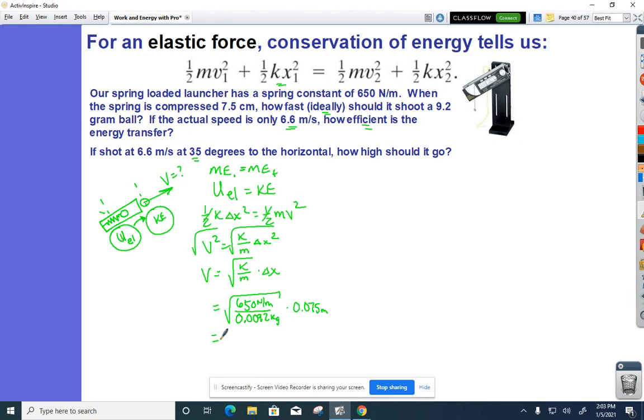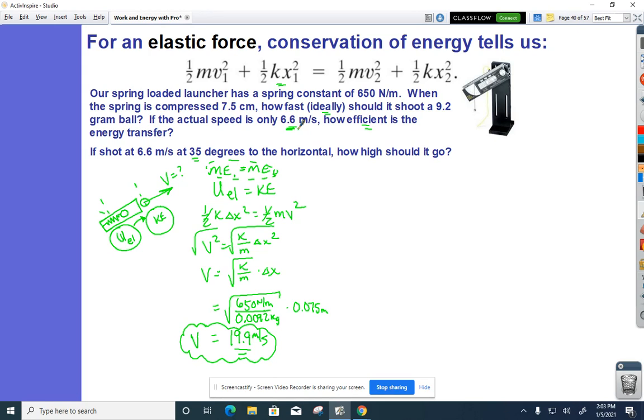Go through all that math, and my calculator is saying I should ideally get a speed of about 19.9 meters per second. So that would be the ideal speed of that ball. Now, we approached this problem assuming that this was true. In reality, when we actually do the experiment, we get a much smaller amount of mass out than what we should get ideally.